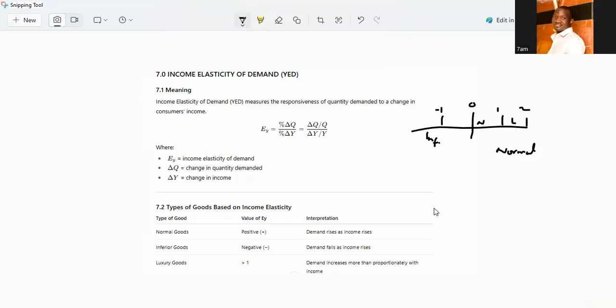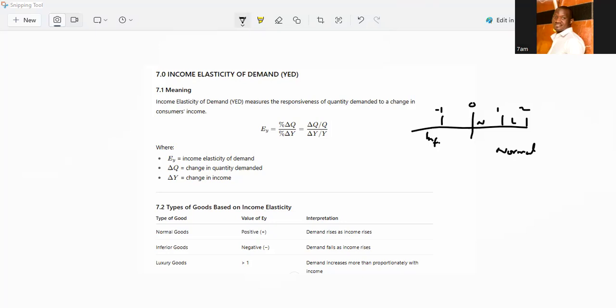So normal goods have positive elasticity because as income rises, demand will rise. Inferior goods are negative because as income rises, demand falls. Then luxury goods, we demand more of them proportionally with income. So that is one thing you need to know.